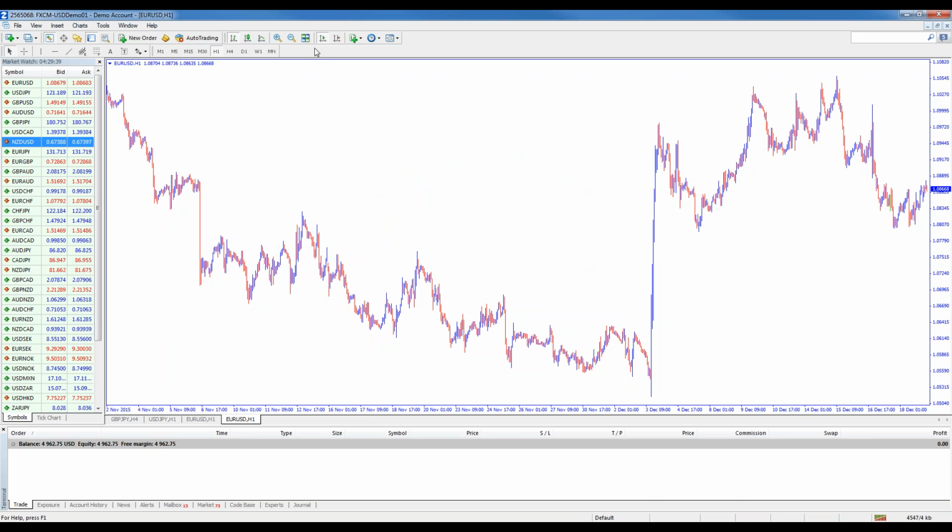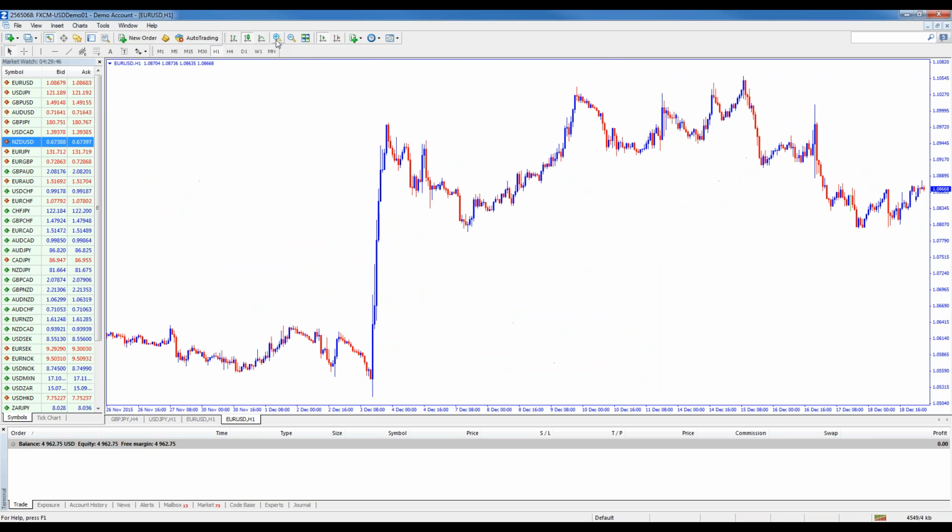I also like to set it up right here. It says candlesticks there. I like to go boom, boom, yep, go back. And now you have a perfectly white screen with blue and red candles.